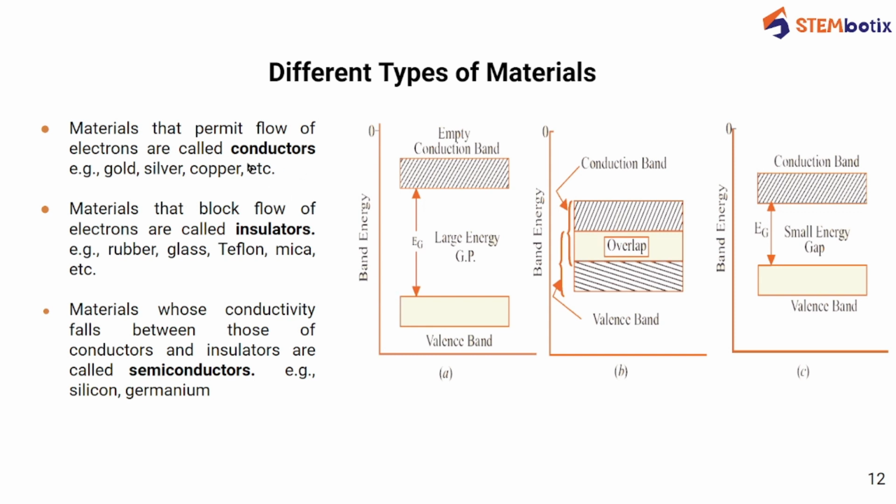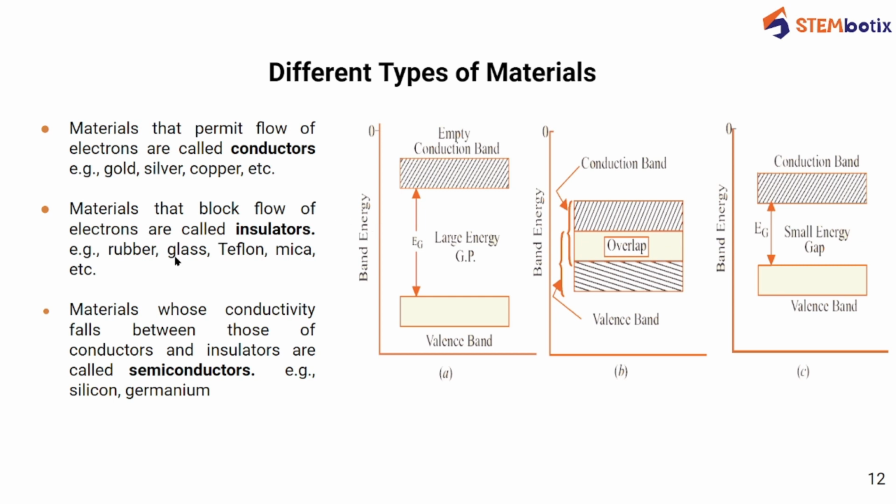Conductors are the materials which allow electrons or current to flow through them. So the conductors are the materials that permit the flow of electrons. For example, gold, silver, copper, aluminium. These are the conductors which allow the flow of current through them. Now in conductors, the gap between the conduction band and valence band is negligible, or you can say minimum.